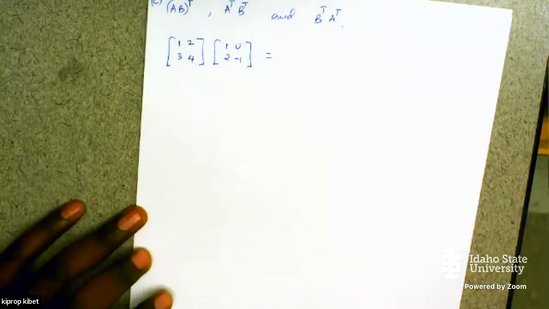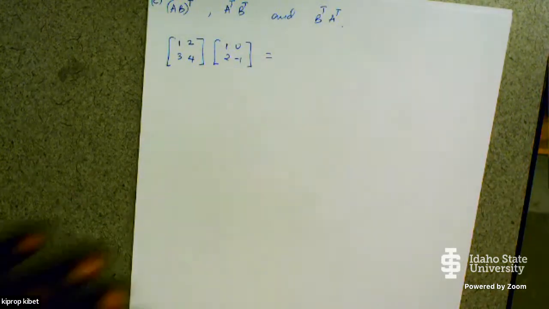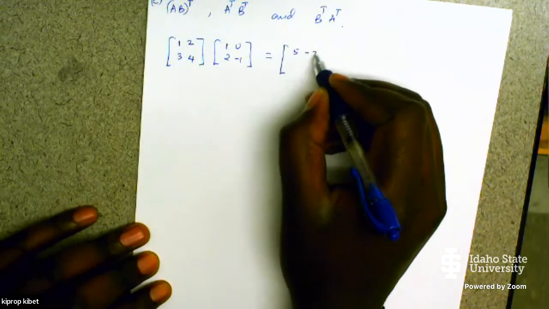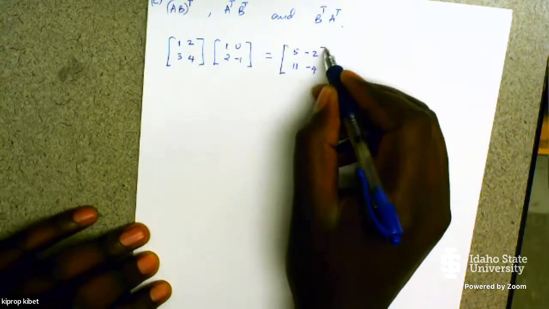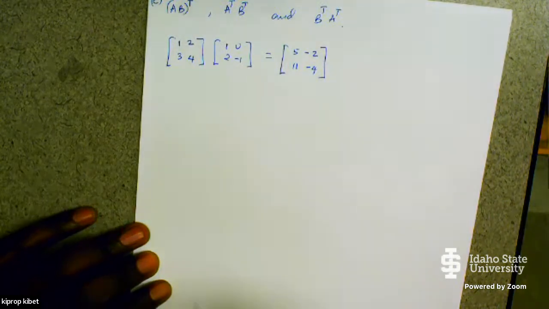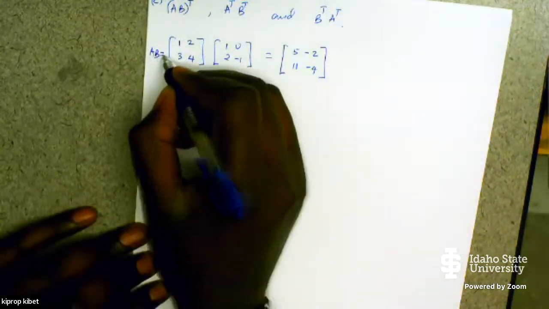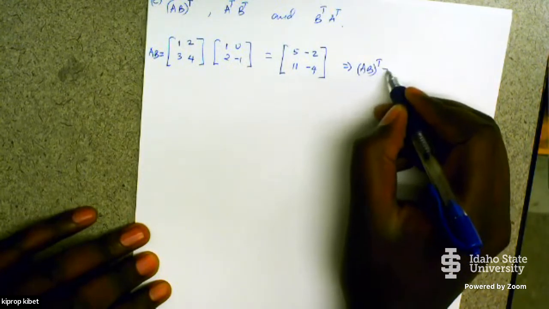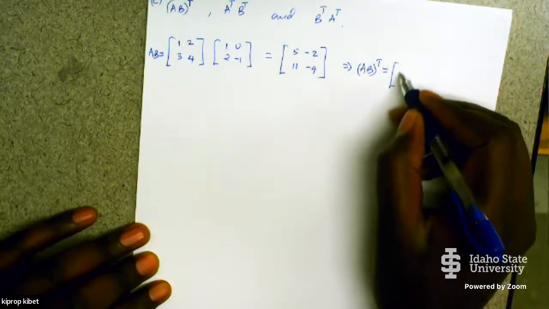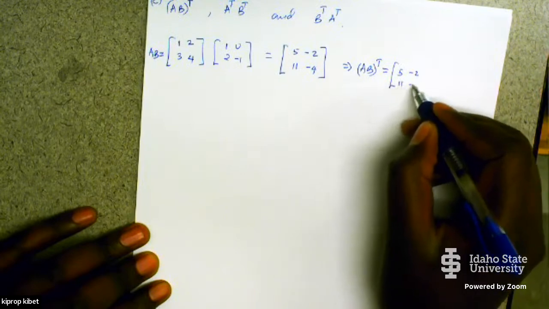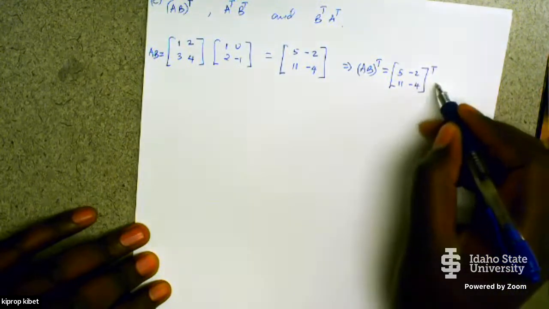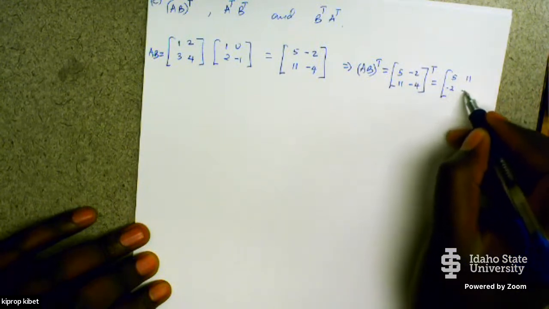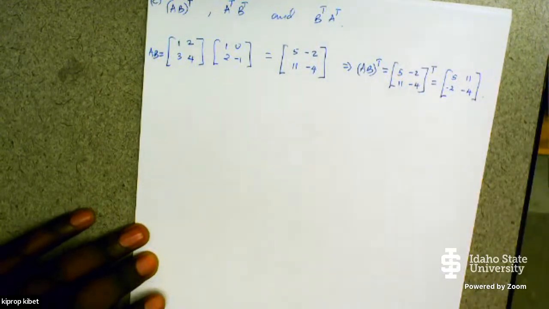Then when we multiply that, what do you get? When we multiply these, what you get is [[5, -2], [11, -4]]. So this is actually AB. Now AB transpose is equal to, you transpose this, [[5, 11], [-2, -4]]. That is what you get there.